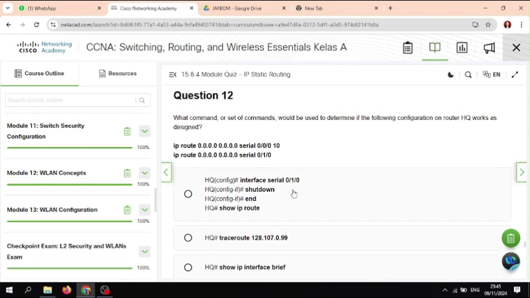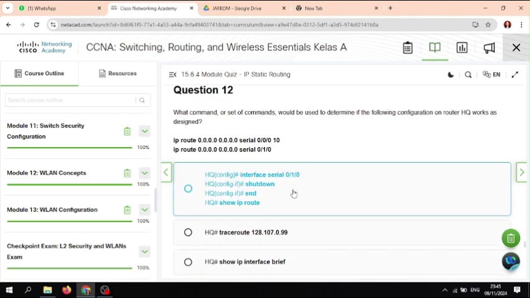Next, what command or set of commands would be used to determine if the following configuration on a router HQ works as designed?